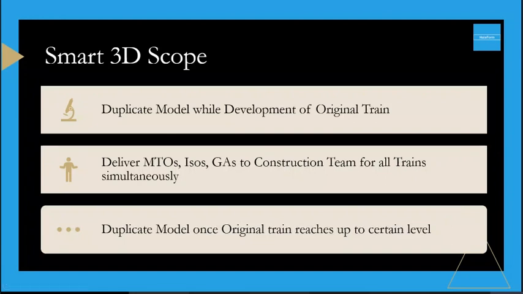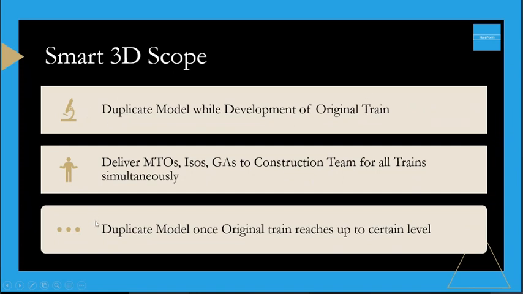Next one is basically when we deal with Smart 3D for duplicate trains. So what requests or instructions come in from the client? The default one is that the client wants all the trains to be modeled simultaneously, the original one and the duplicate trains, which is actually very difficult. If you have to model everything, then the man hours will be duplicated. You have to do all the modeling in all the trains simultaneously, and it's a duplication of all the effort.